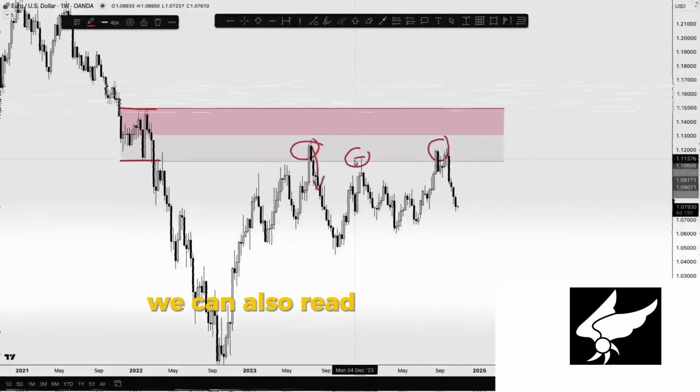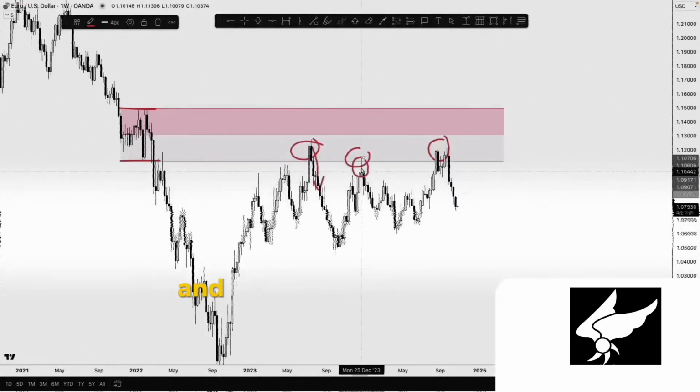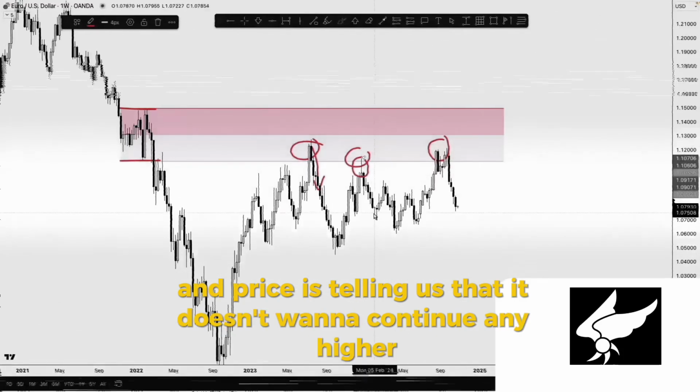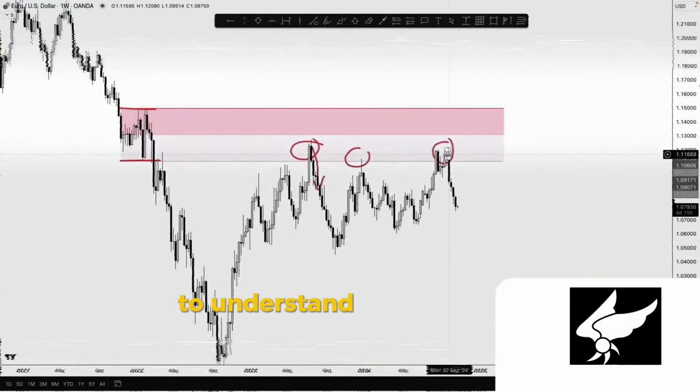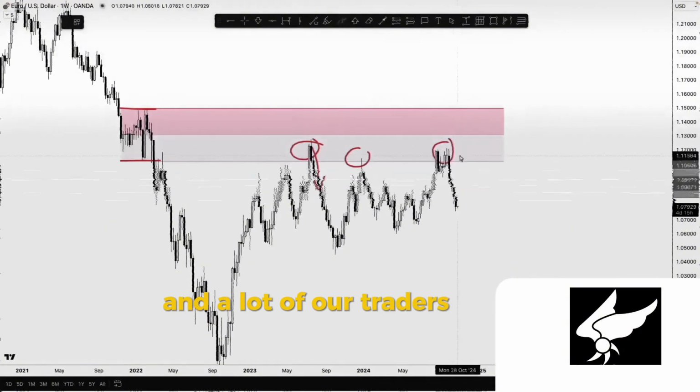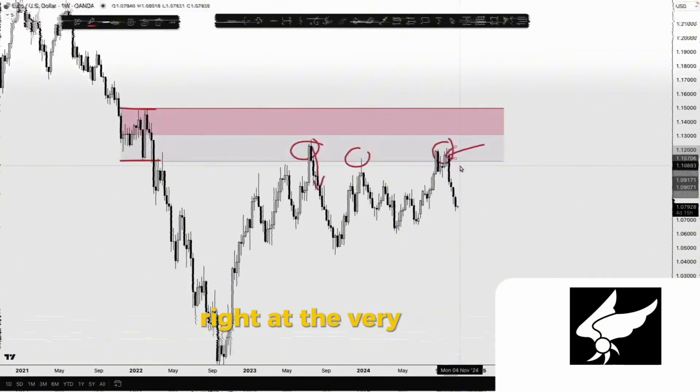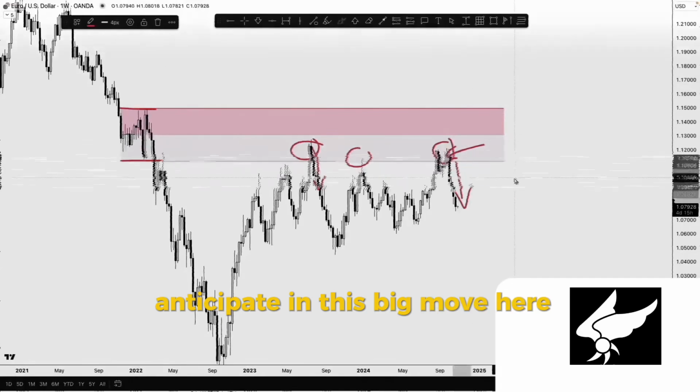We can also read the price action here as well, and price is telling us that it doesn't want to continue any higher, and then we move lower. And same again here, we use another one of our concepts to understand when price is turning, and a lot of our traders caught the entries right at the very top here, anticipating this big move here to the downside.